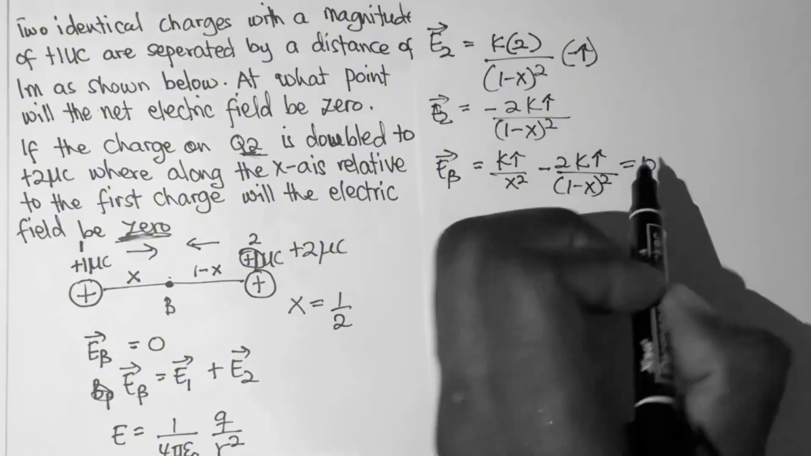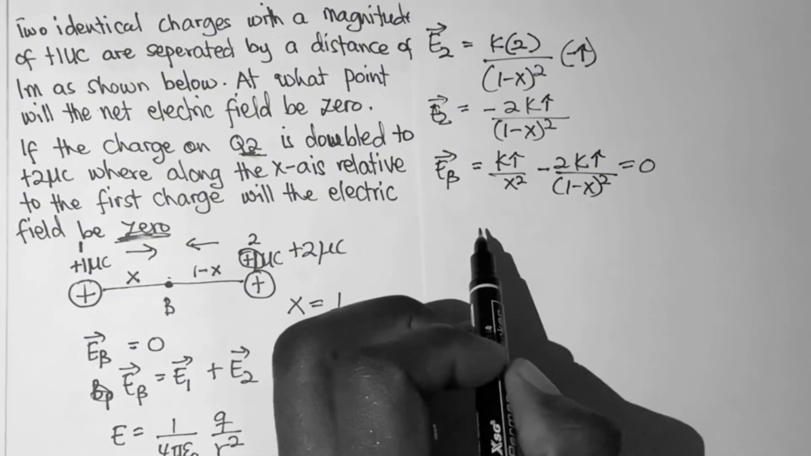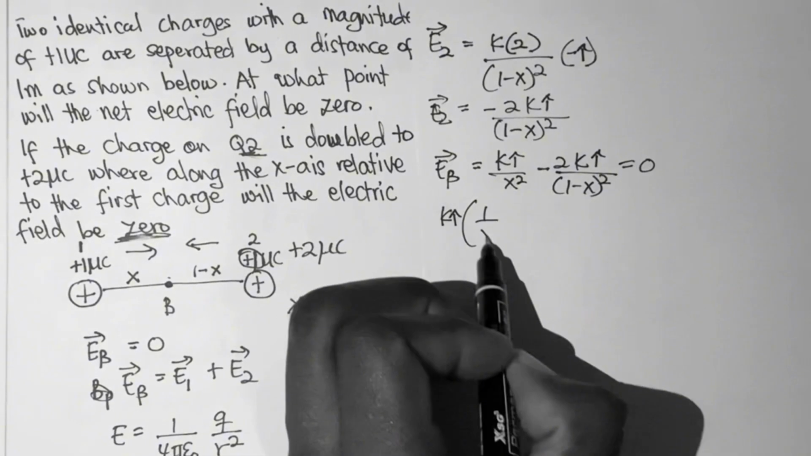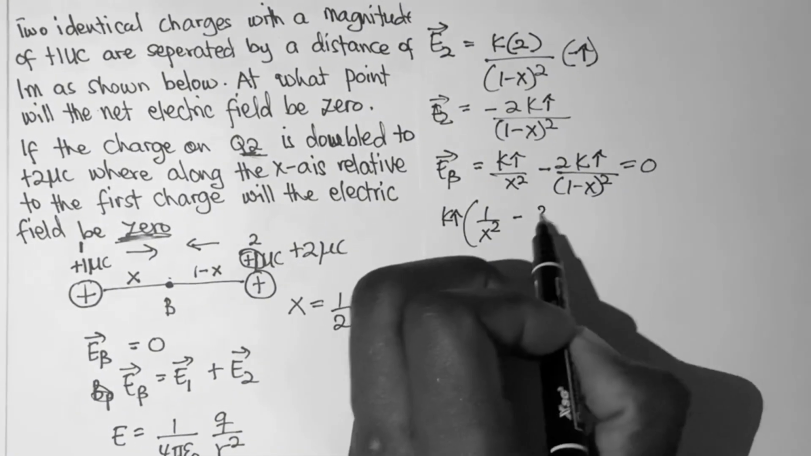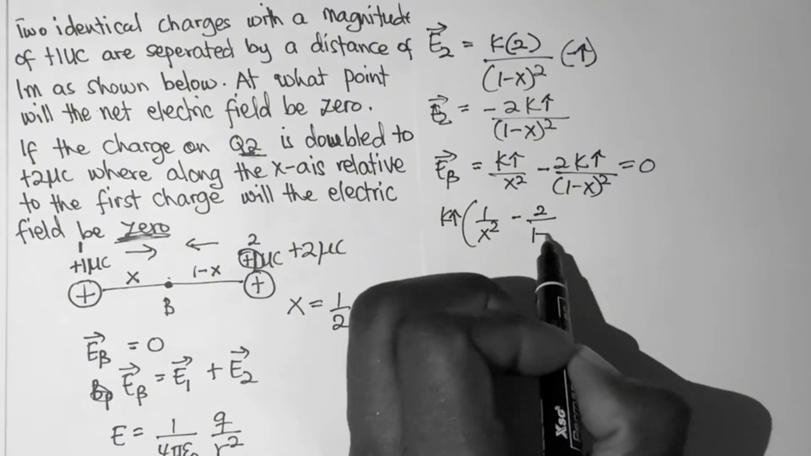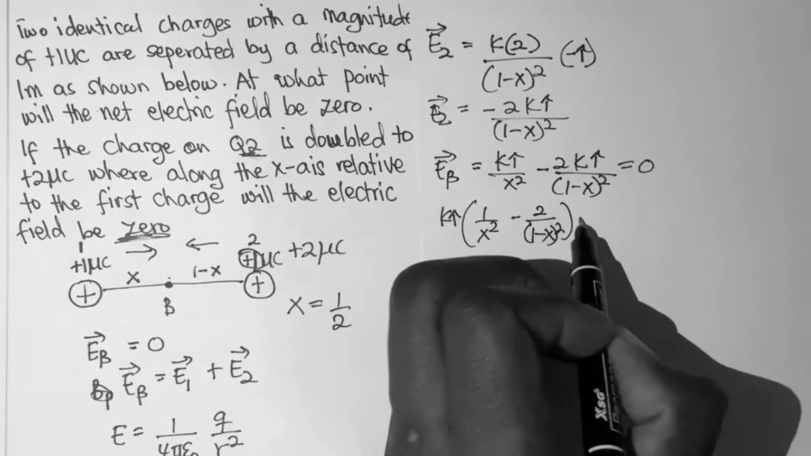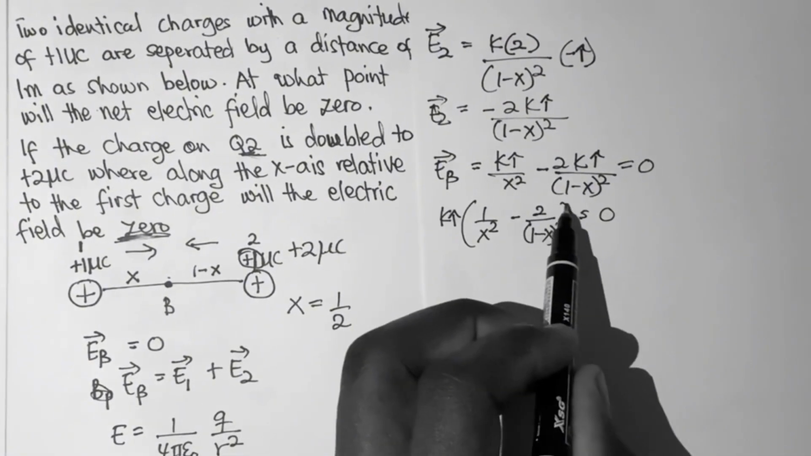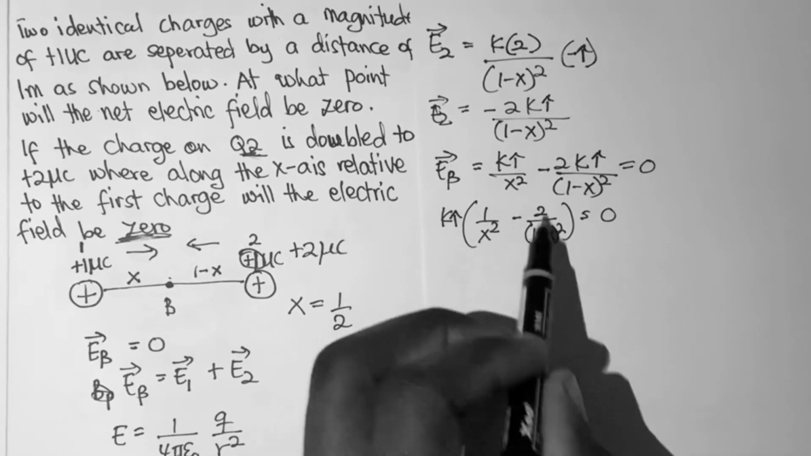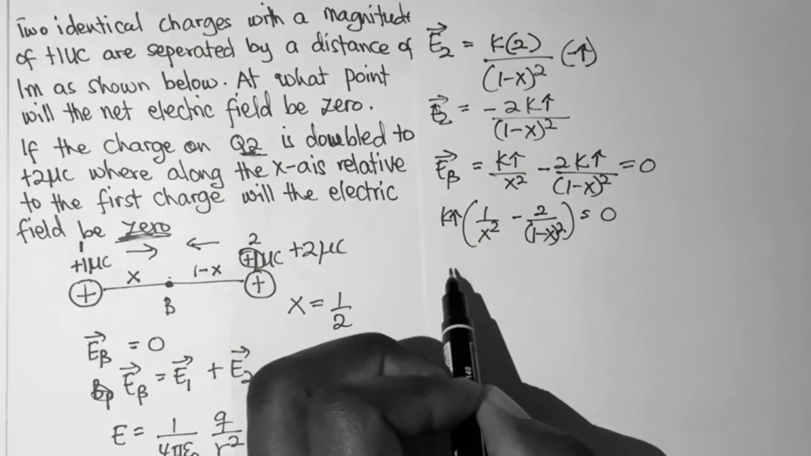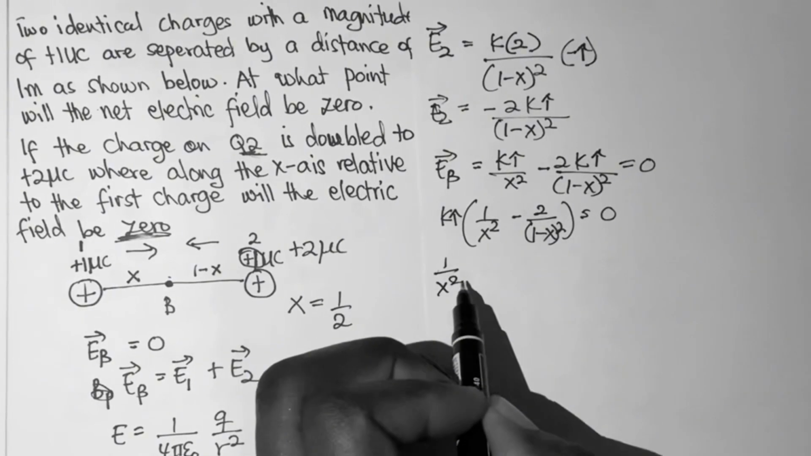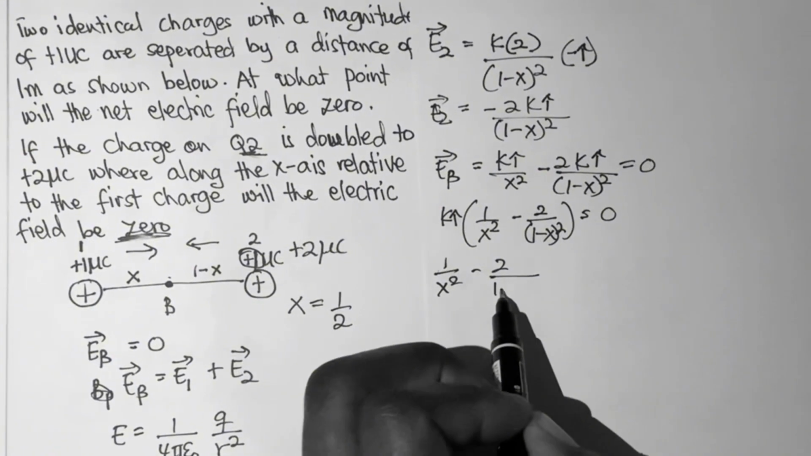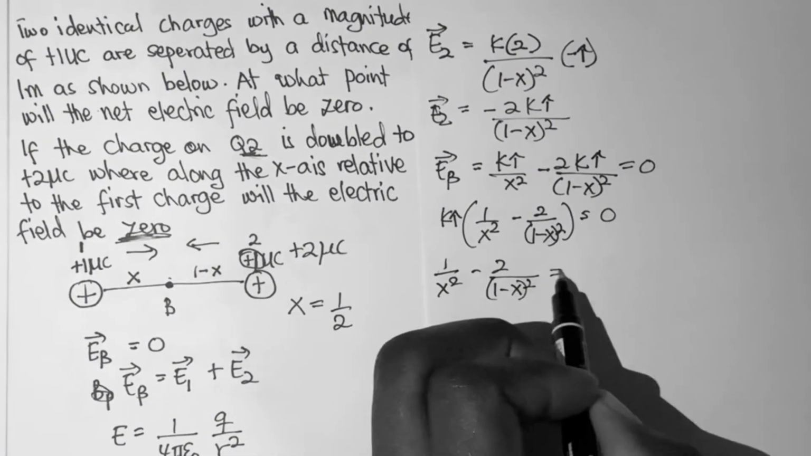And this must be equal to 0. So let's factorize k out. If you factorize k, you're left with 1 over x squared, then minus 2 over (1 minus x) all squared, and this is equal to 0. But this can only be 0 if and only if the thing that is in the bracket is 0. So it means that 1 divided by x squared minus 2 divided by (1 minus x) all squared should be equal to 0.